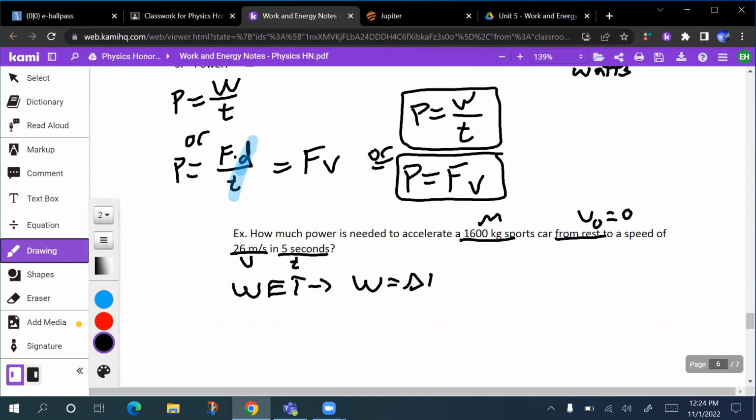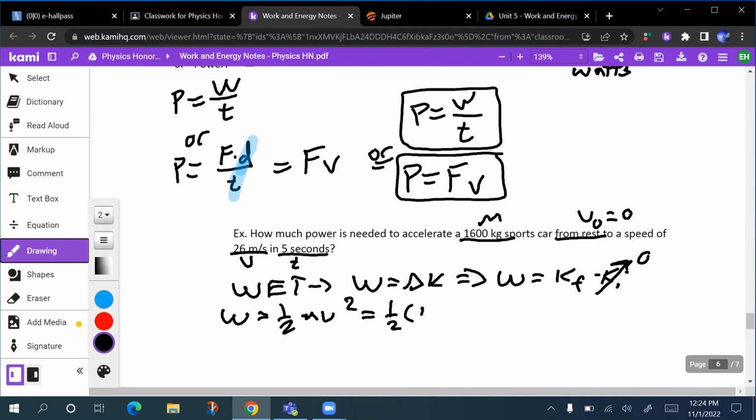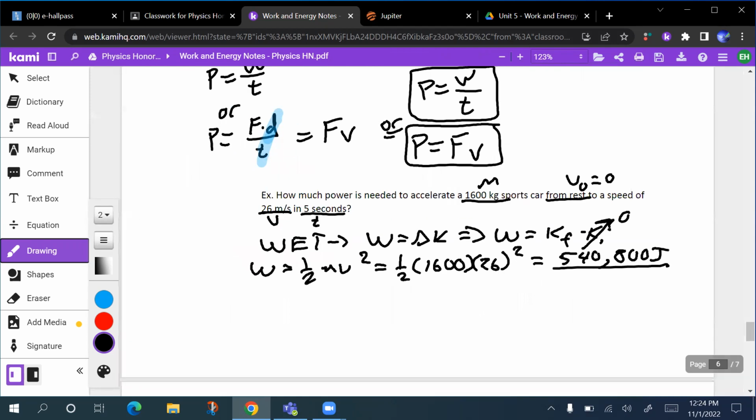Work is equal to the change in kinetic energy, which means work is equal to K final minus K initial, which is 0, so the work is equal to 1/2 mv squared. So we can find that. 1/2 times the mass, 1,600, times the speed, 26 squared, that's going to be the work that was done. So we're looking at about 540,800 joules.